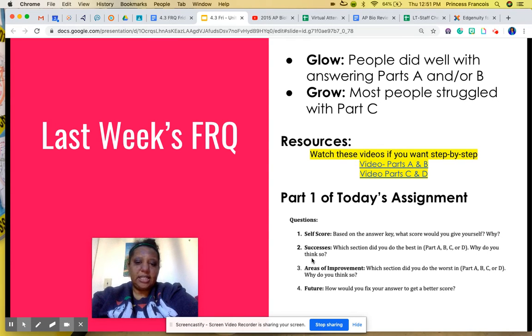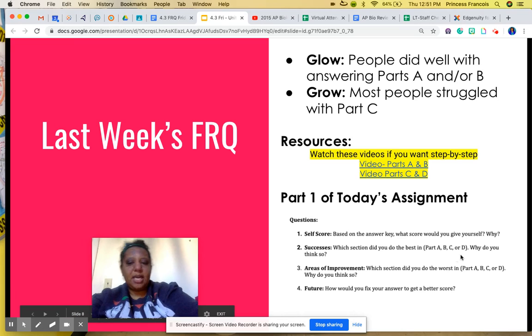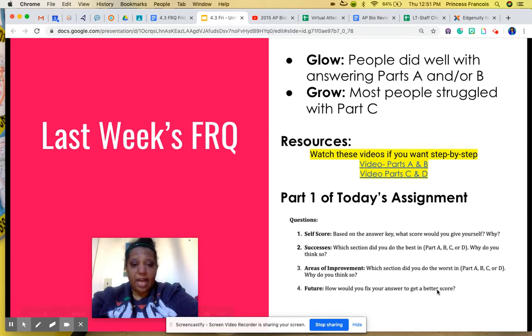2, you are going to list the successes. So what did you do well in your answer? Did you do better in part A, B, C, or D, and why do you think so? You're also going to have areas of improvement. So which part did you do the worst in? Again, part A, part B, part C, or part D, and why do you think so?